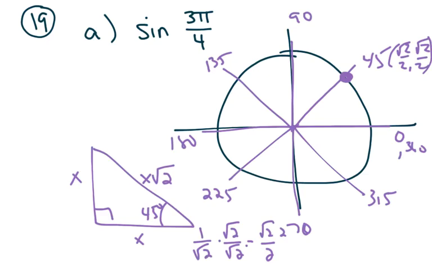Remember we reviewed earlier that the first value is the cosine of that angle, and the second value in the ordered pair is the sine of that angle.